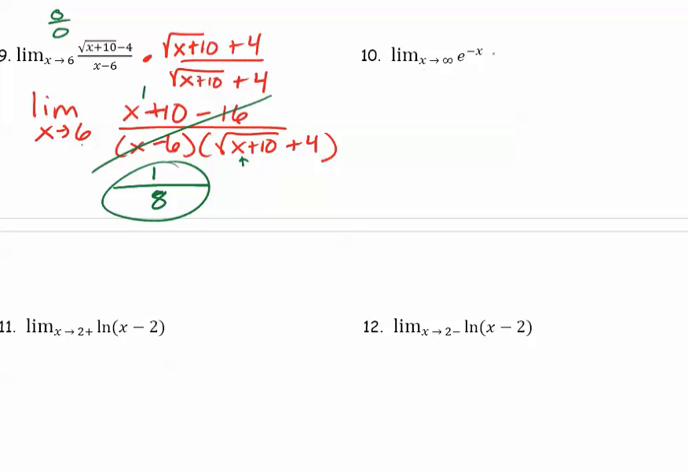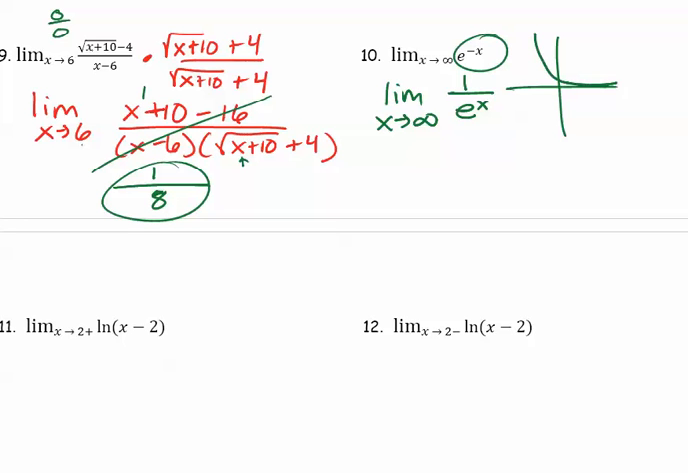The limit as x goes to infinity, this is one of our common functions, e to the negative x. Remember that e to the negative x is the same as 1 over e to the x. So we know that this is going to be a horizontal reflection when the negative is in front of the x term. As x goes to infinity, we've got our horizontal asymptote here at y equals 0.